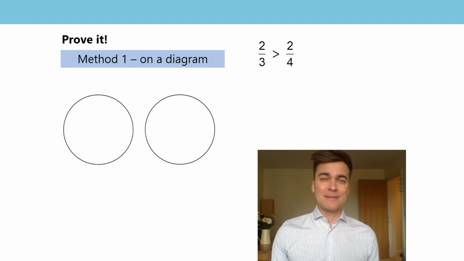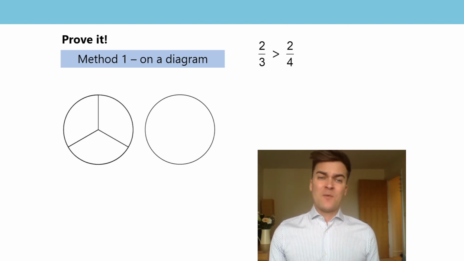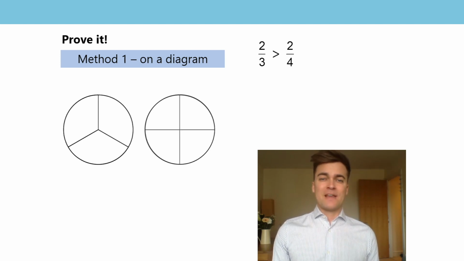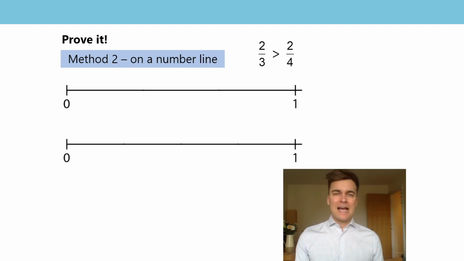Now I noticed some of you used circles. For one of the circles, we've divided it into 3 equal parts and the other circle into 4, and we're going to represent 2/3 and 2/4 to help us compare and again see which of those fractions is largest. Of course, 2/3. How about method 2? Who used a number line? Hold it up for me. Let me take a look at your number lines.